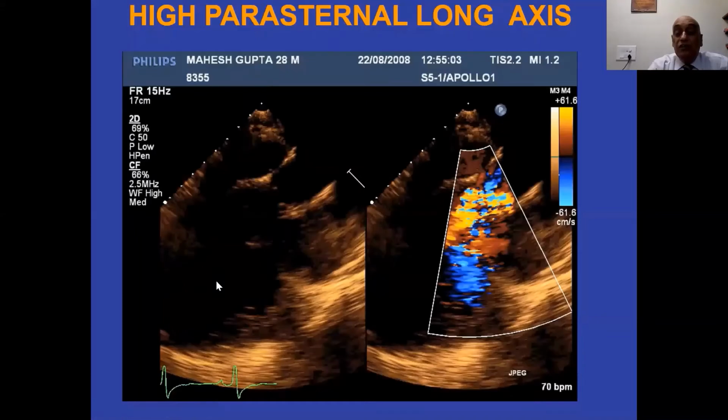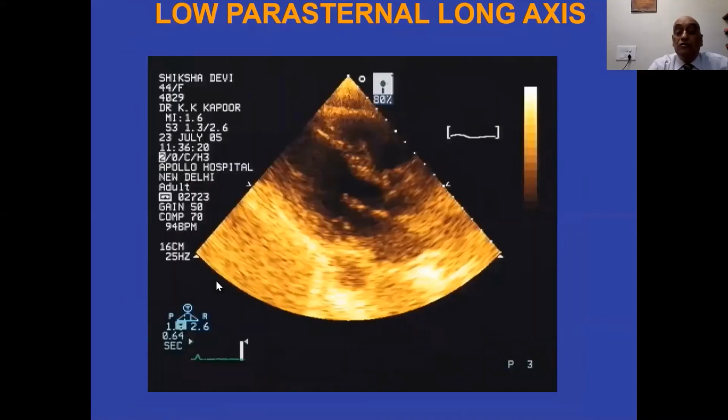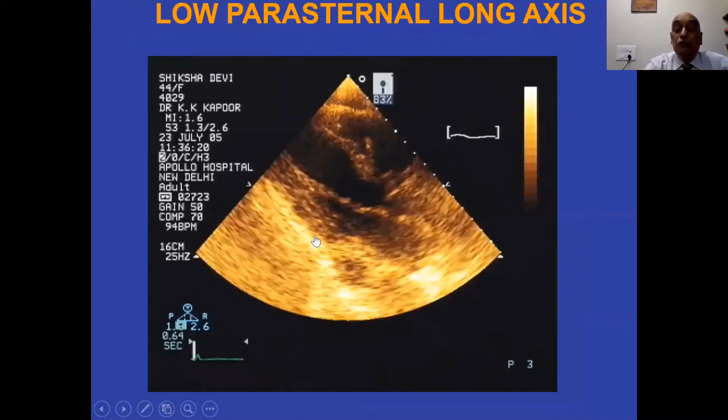Similarly then, you can have a low parasternal long axis position. In this case, you go half to one intercostal space lower than the fourth intercostal space. And now the apex of the left ventricle will be pointed at about the 1 o'clock position. The aorta will be around the 3 o'clock to 4 o'clock position. The LA will be around the 5 o'clock position. And you'll see more of the left ventricle and less of the aorta.